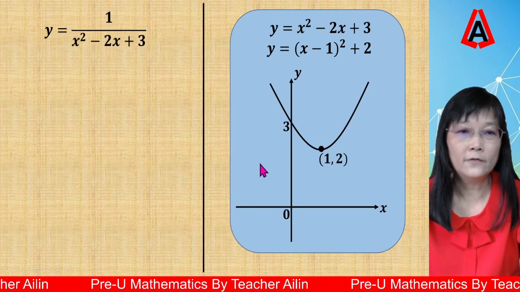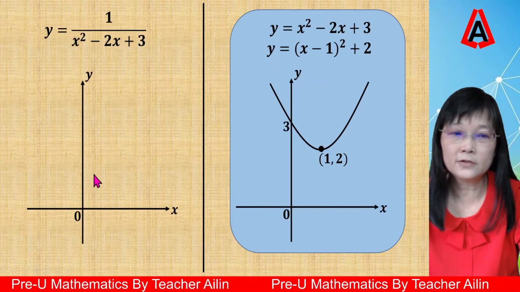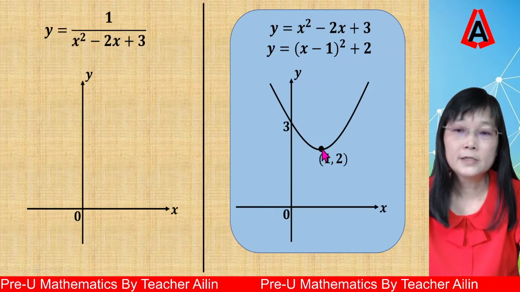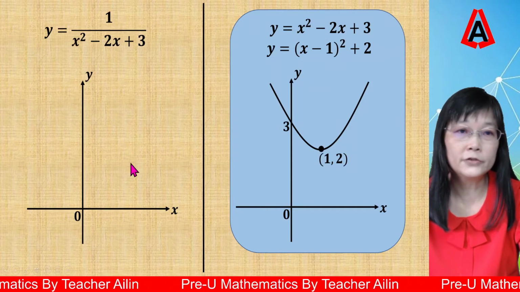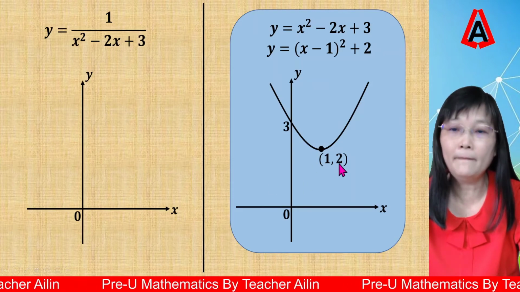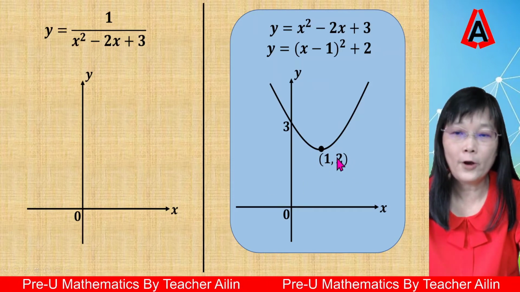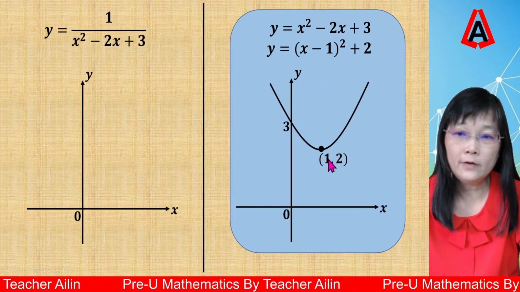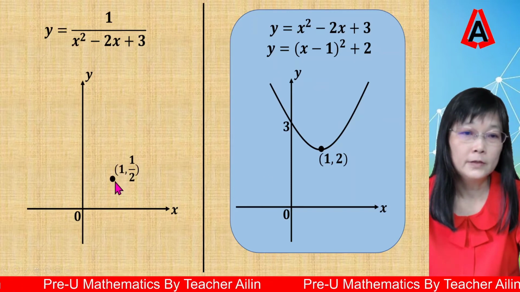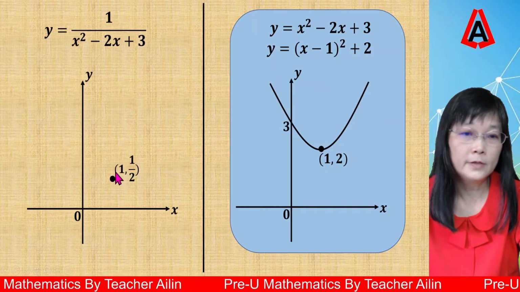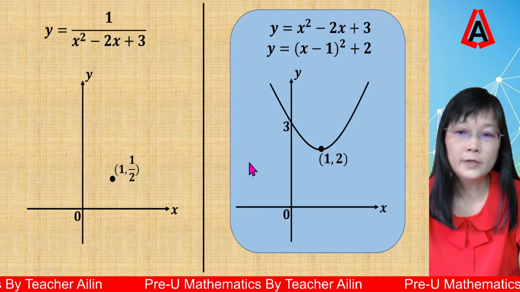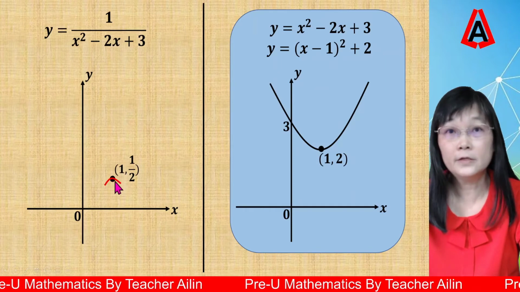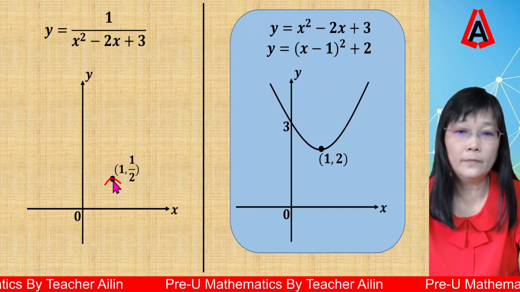So now I'm going to convert to the reciprocal function. First, because this quadratic has a minimum point, the minimum point when converted to the reciprocal function will become a maximum, but the value of y becomes 1 over 2. So the value of x is still the same. So the point (1, 2) will become the point (1, 1 over 2). And the minimum becomes a maximum. We use a small curve here to indicate that this point is a maximum point.